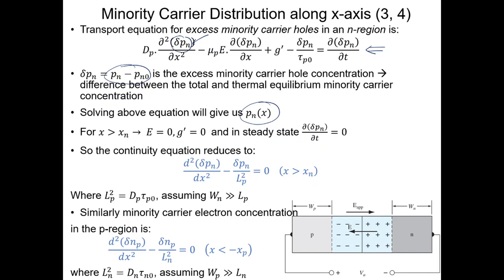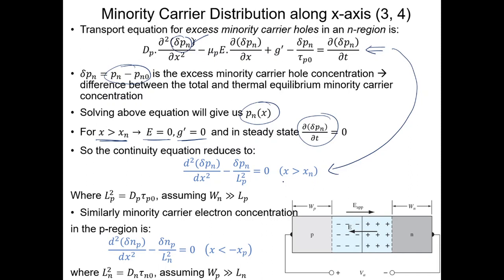Now for x greater than xn, where xn is the edge where the space charge region terminates at the n side, we know that outside that region the electric field is 0, generation is 0, and the system is in a steady state, so anything which is differentiated with time is going to be 0. So this equation translates to something simple, which is a second order differential equation.